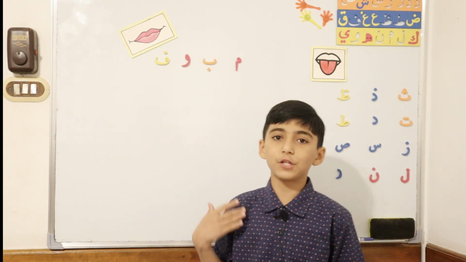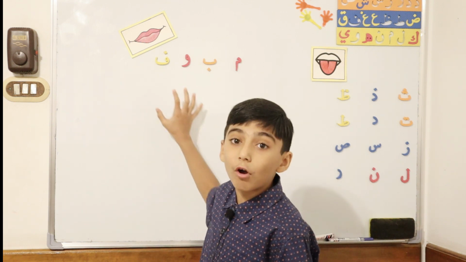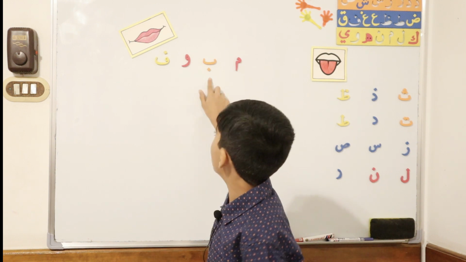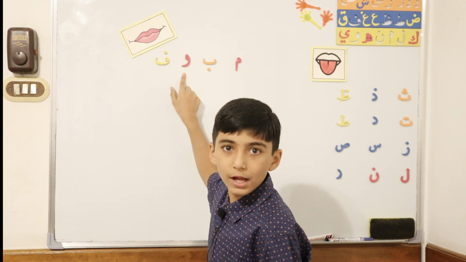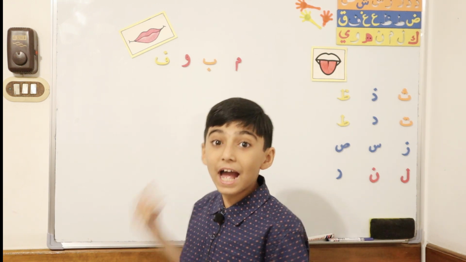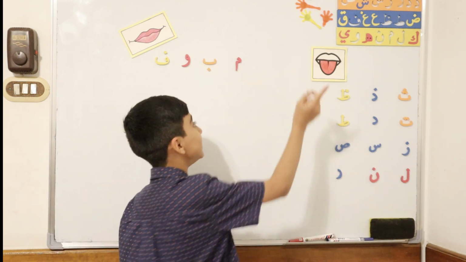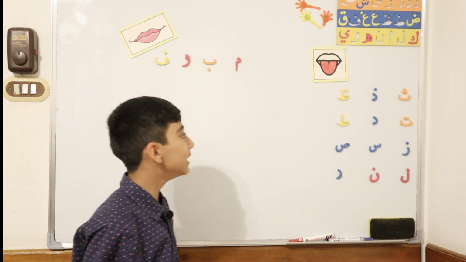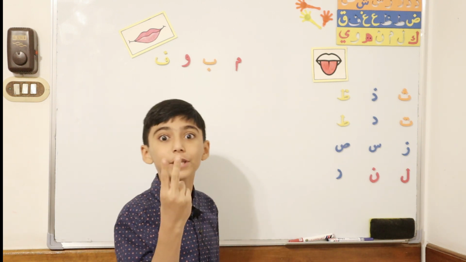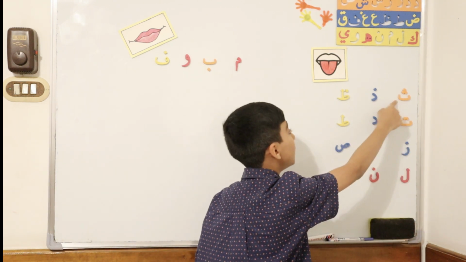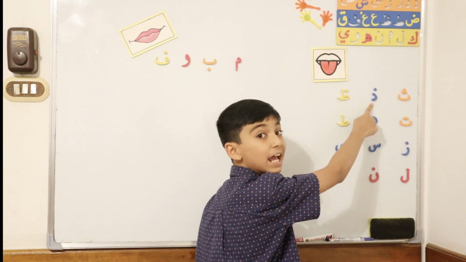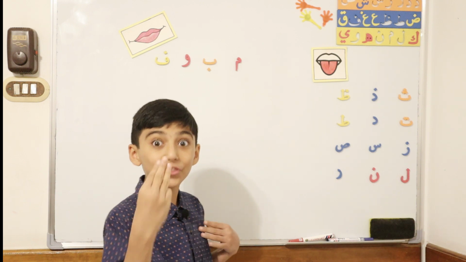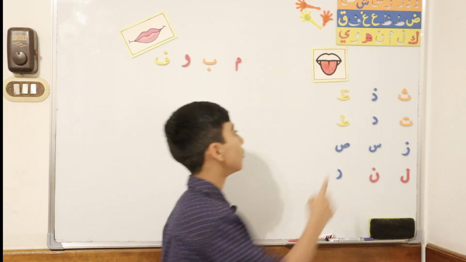So as you guys remember, we have already finished all of the lip letters. They are mim, ba, waw, and fa. And we have also started the tongue tip letters. There are 12, remember? The big chunk. We have already finished 2 letters. Those are the tha and dal. And today we are going to start the 3rd letter, which is letter dha.